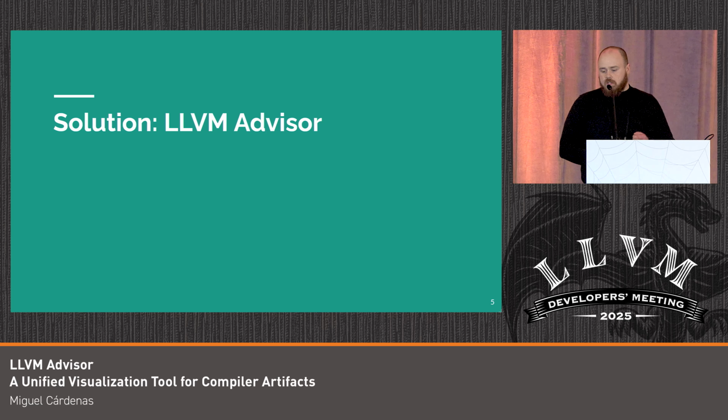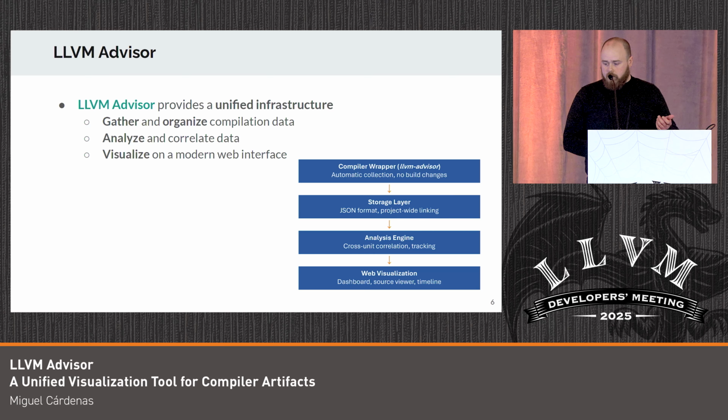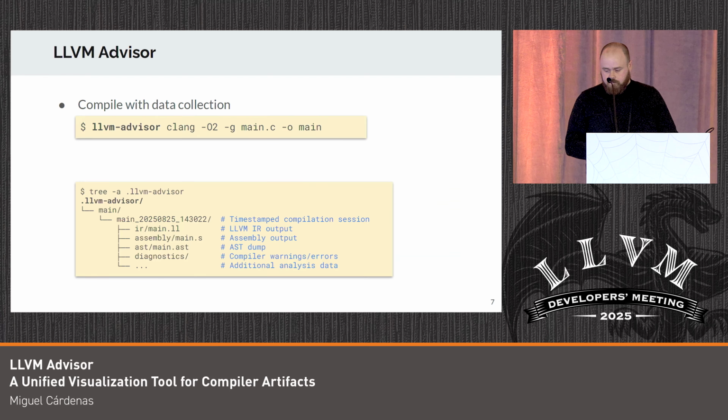So here comes one of the solutions. This is the LLVM Advisor. It's basically a unified infrastructure. It's a tool that first gathers information about the compilation of your application using a compiler wrapper called LLVM Advisor. Then it organizes this compilation data, stores it in a folder, analyzes the data, correlates it, and finally you can visualize all that data in a modern web interface.